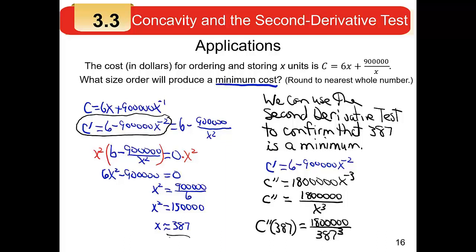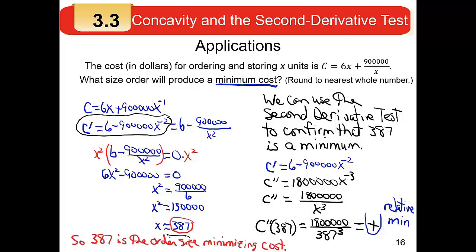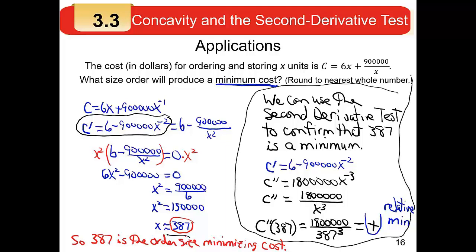I don't really care what it is, I just need to know that it's positive, and if it's positive, that means it's a relative minimum because the concavity is up. So now I have verified that 387 is the order size at minimized cost. So this whole second thing I just did here was the use of the second derivative test, which is why they threw this problem in when they did.